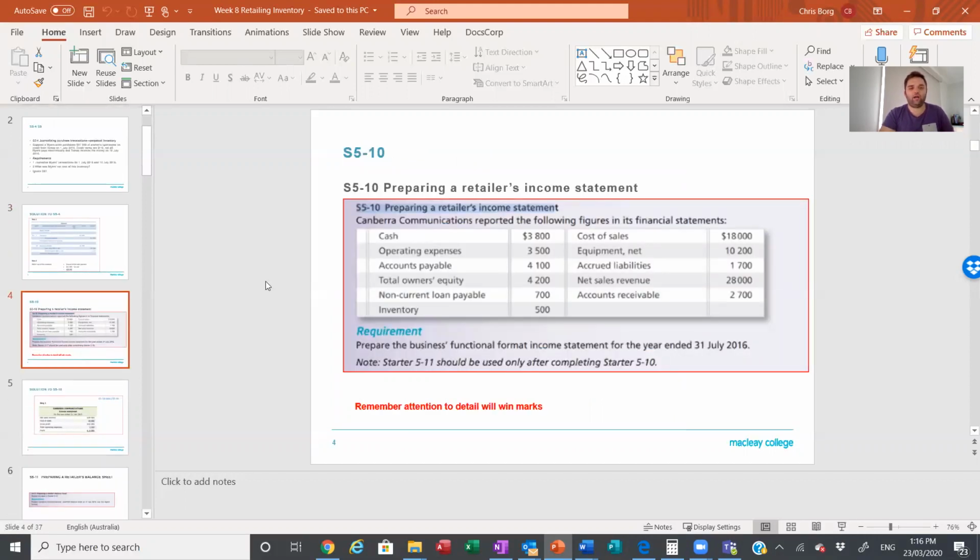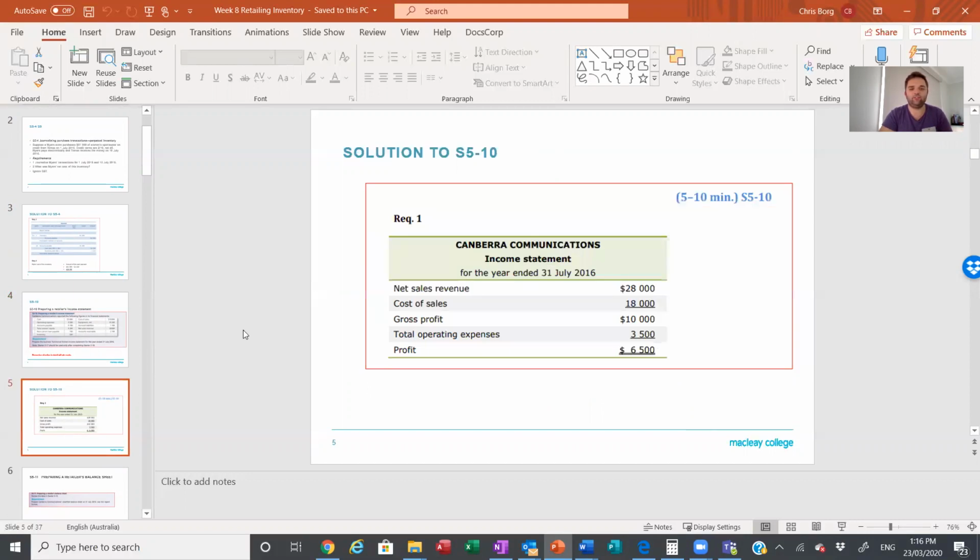The next question, starter 5-10, requires you to prepare a business functional format income statement. So essentially an income statement for a retailer. Here you're given the various figures that belong in the financial statements, and then you're required to put that into the format of an income statement, okay?